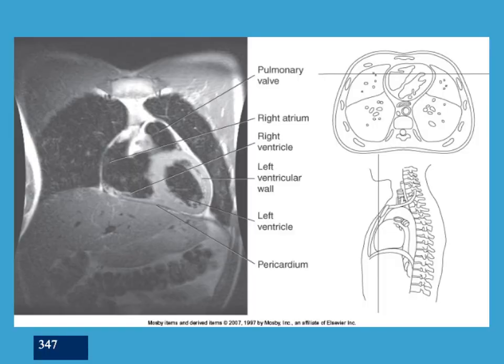This is just the coronal image of the heart. There's lots of images like this in your book as well. I don't want to go through all of it, but you can tell the ventricles, some of the atrium are showing.